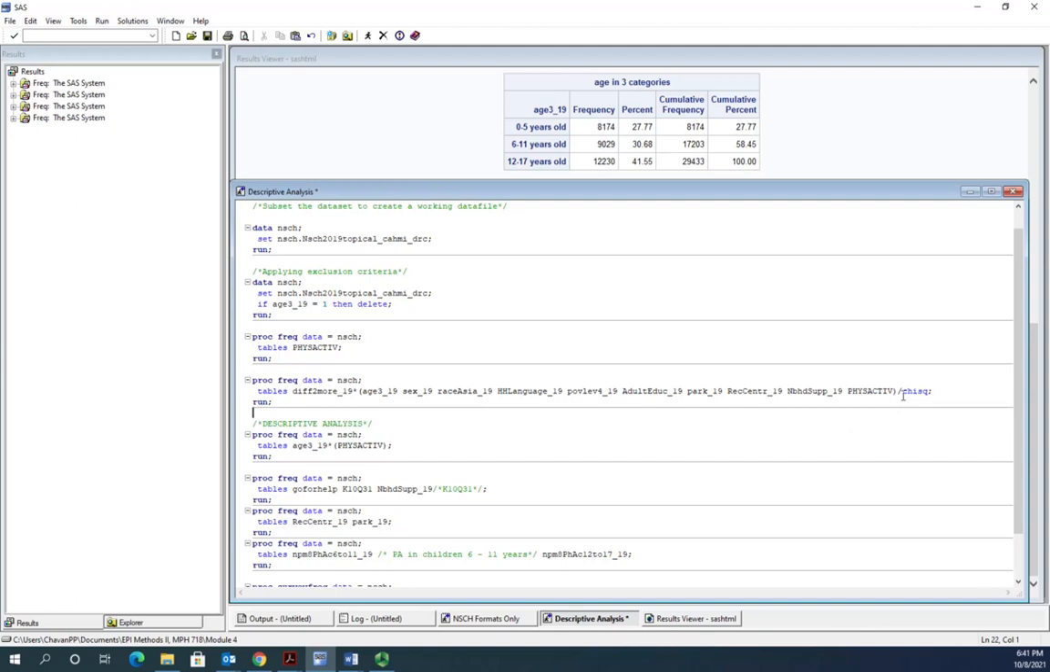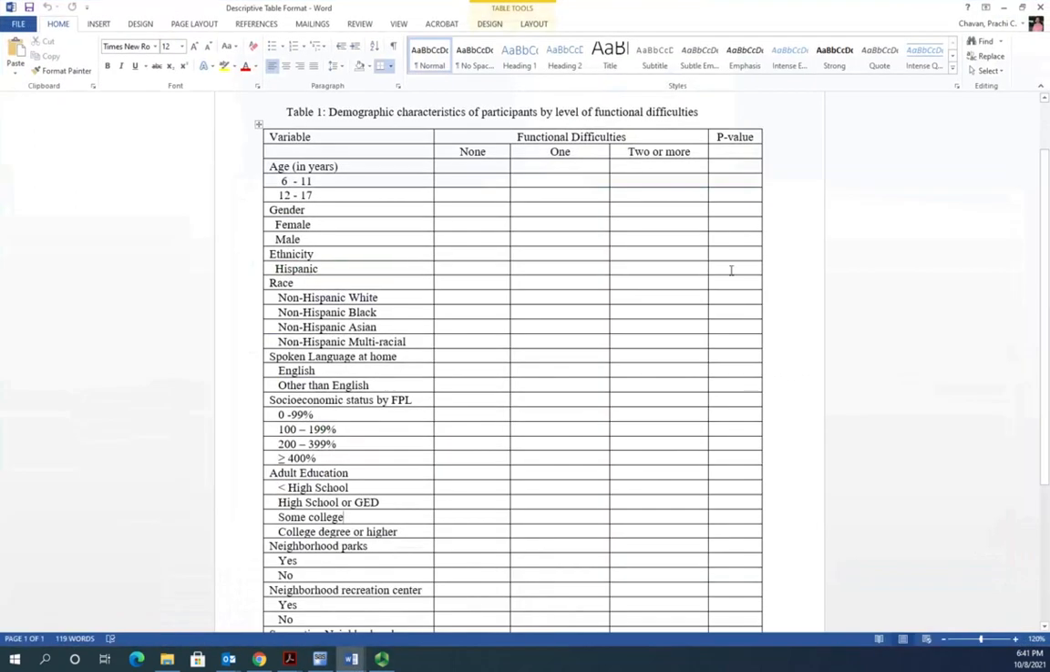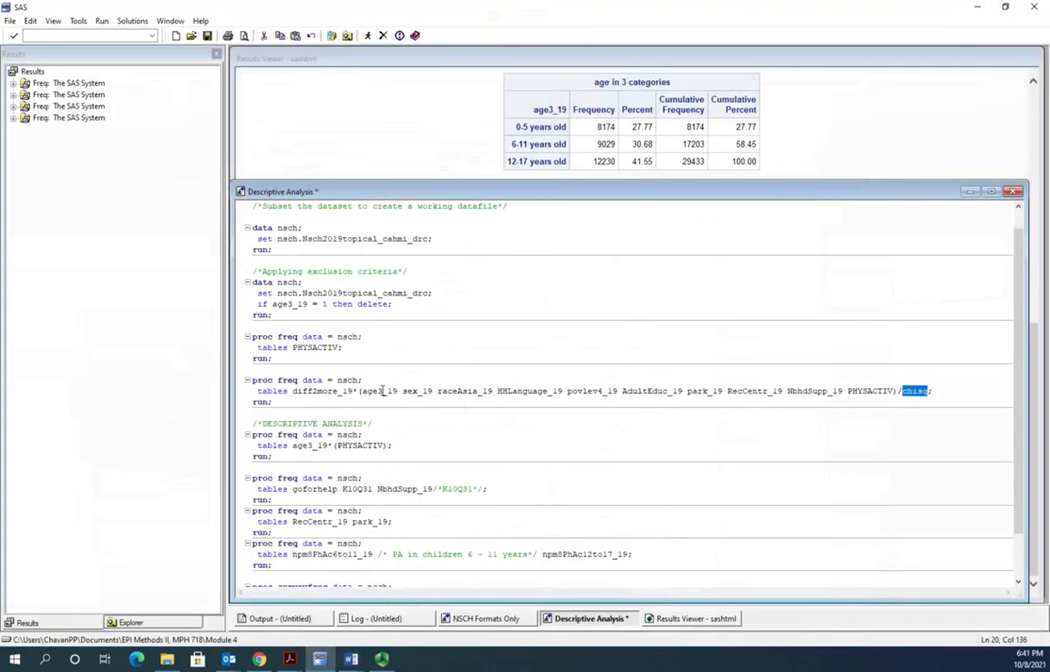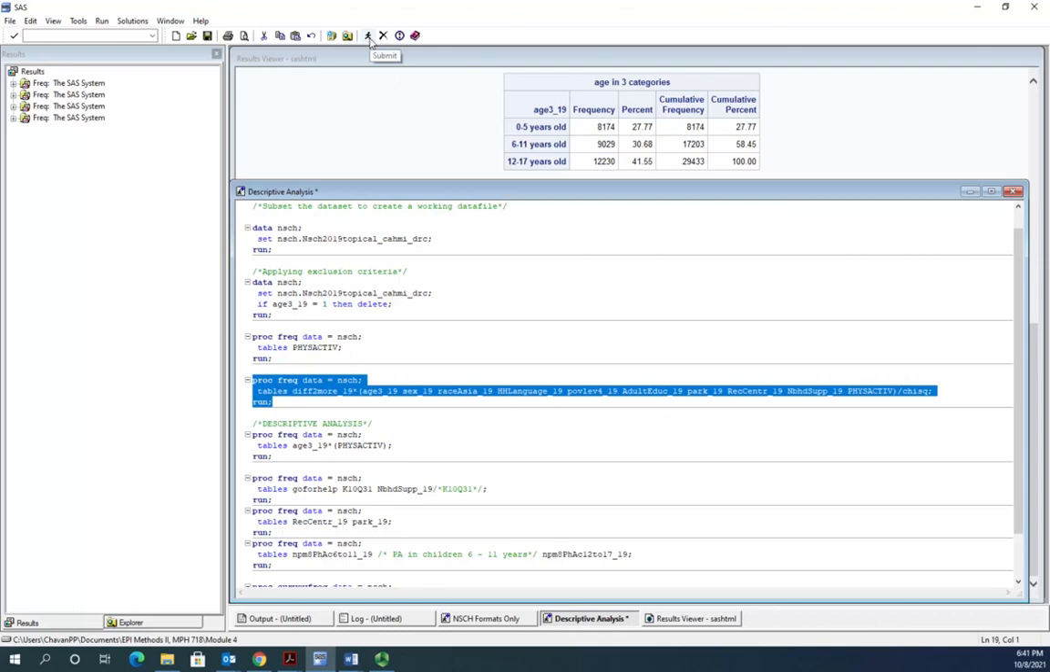And at the end, I am writing another option over here, which is chi-square. This chi-square option is going to give me the p-value which I want to fill in this table. And diff2 more underscore 19 is the outcome variable, which is the functional difficulty. So I'm going to just go ahead and run this, and remember our n is reduced to 21,000 because we are not excluding this particular age group of less than 5 years.